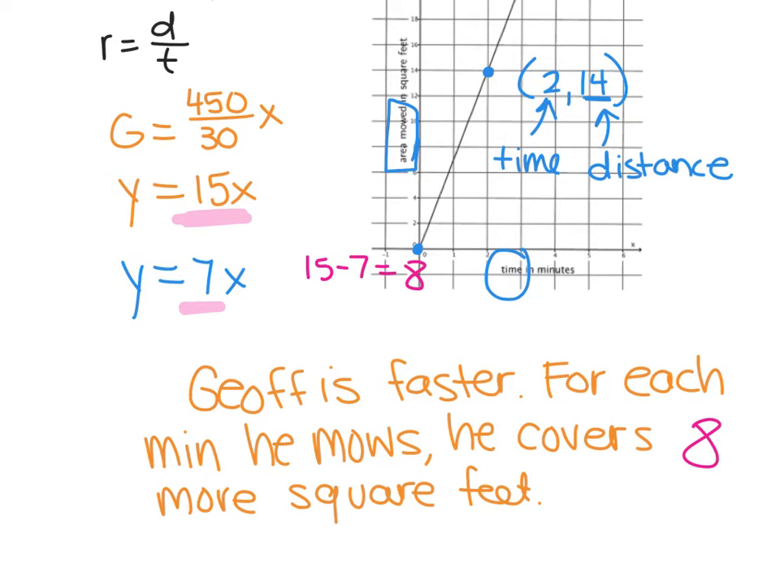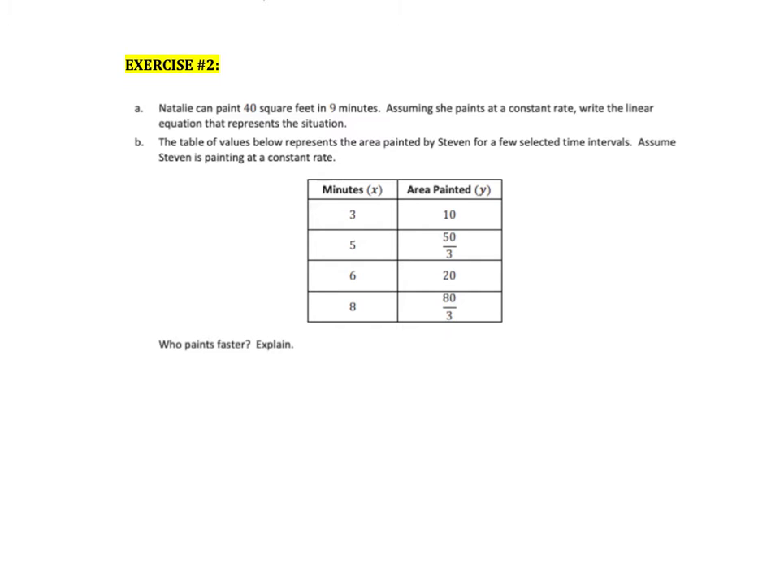Let's take a look at another one. Here we have a second example. As I said previously, in 8th grade, when we compare rates, they're going to be formatted differently. We have Natalie here as a scenario, and then we have Stephen as a table. So we're going to need to be able to compare Natalie and Stephen. So let's read the scenario. It says, Natalie can paint 40 square feet in 9 minutes. Assuming she paints at a constant rate, write the linear equation that represents the situation.